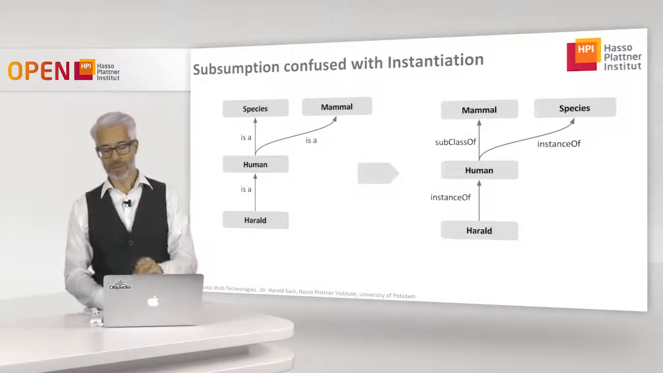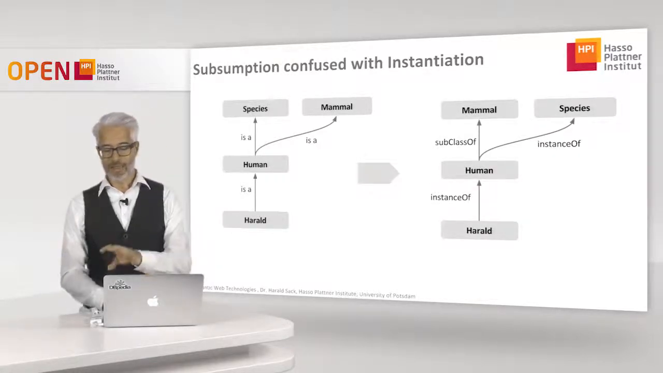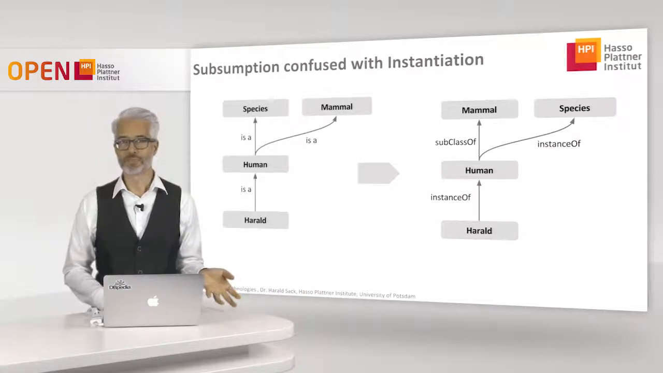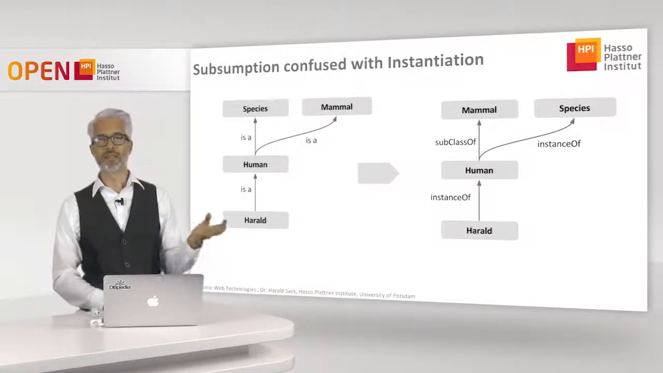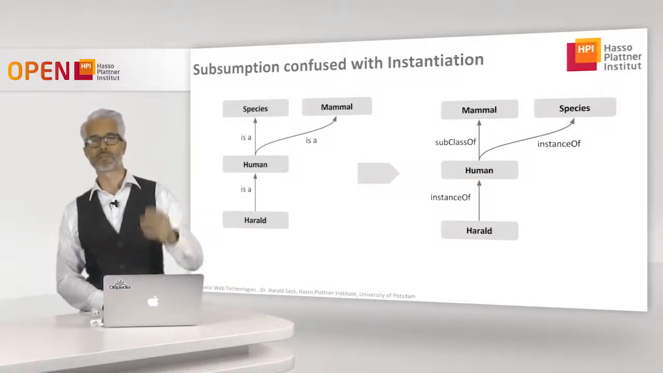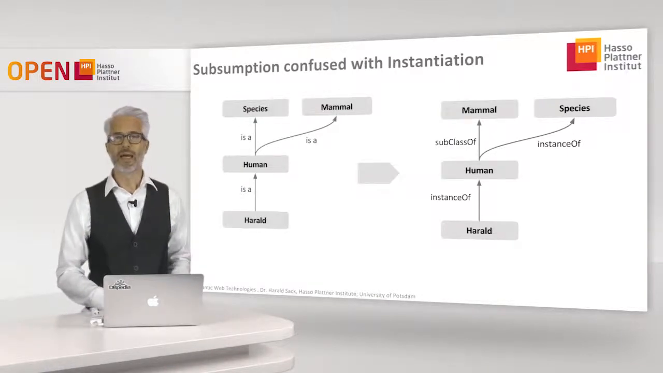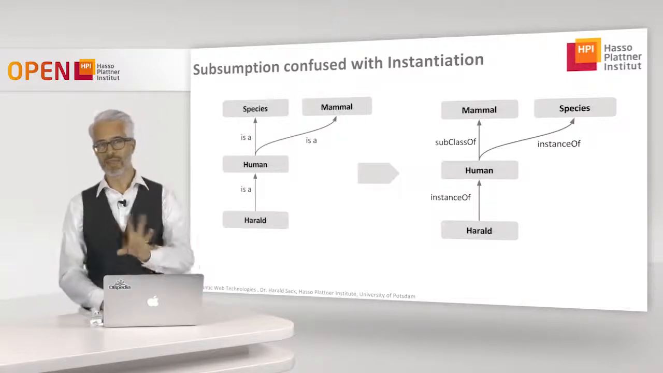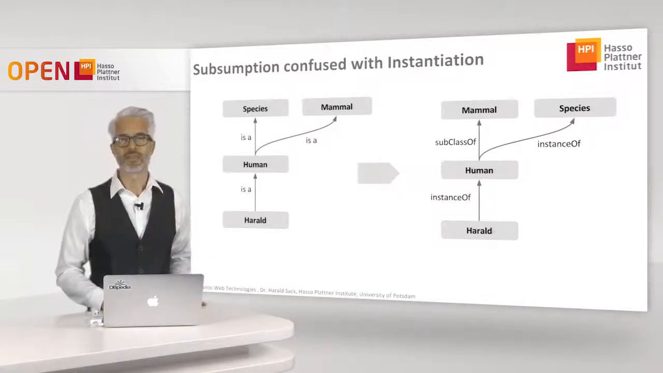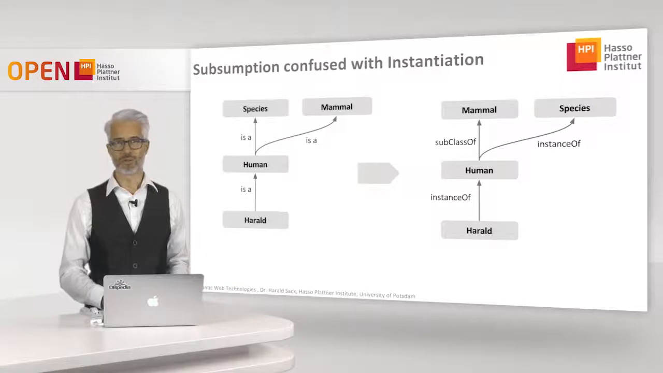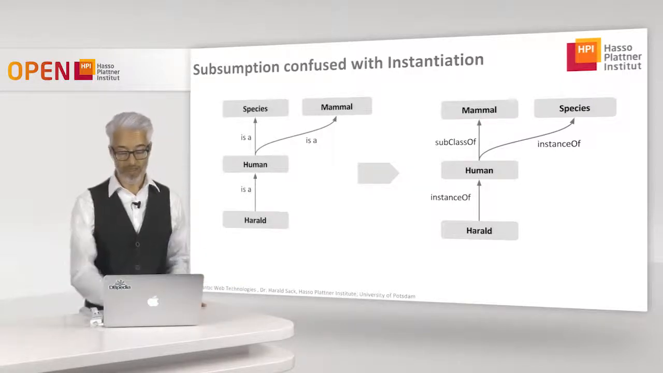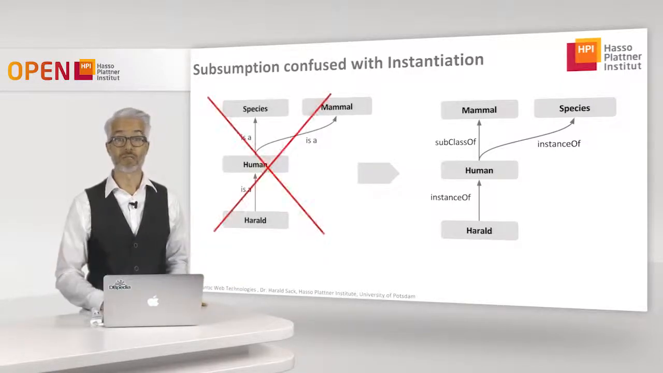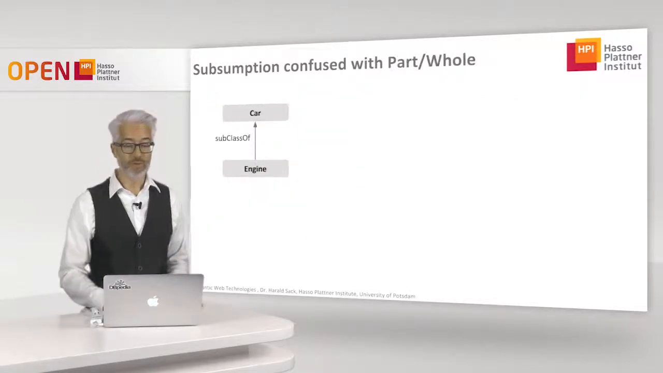So what you can do, for example, is say Harald is an instance of human, and human is an instance of species. Likewise, mammal could be an instance of species, and you can say human is a subclass of mammal. But sometimes you see this is confused. Subsumption is often confused with instantiation, and we have to take care of exactly that and not confuse it.